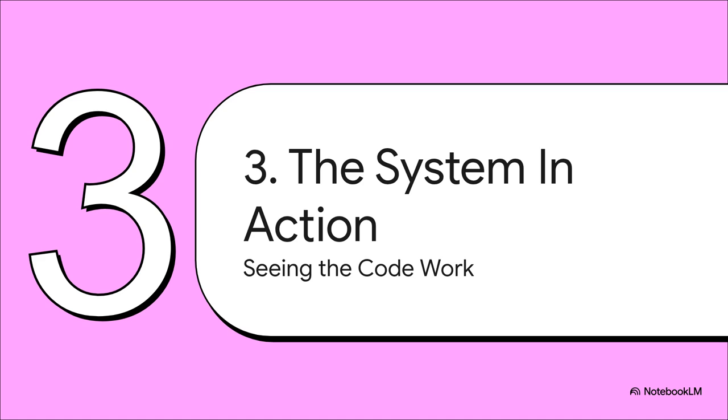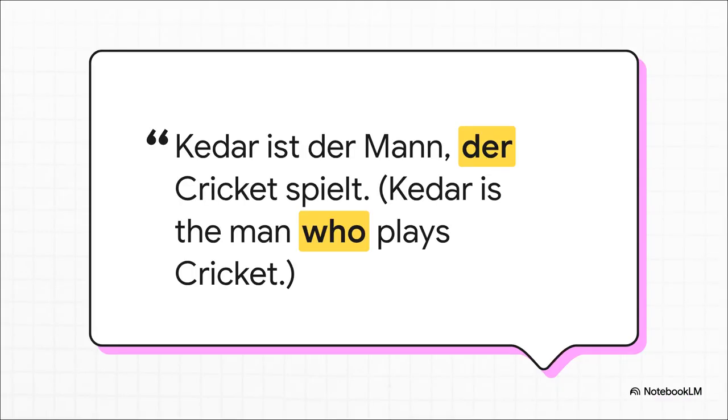All right, theory's one thing, but let's see how this actually works. We're going to take our little system and apply it to some real-world examples. Let's start with a nice, easy one, the nominative case. Kedar is the man who plays cricket. So, the pronoun here is der. And notice our verb kicker rule in action. See where the verb spielt is? Kicked all the way to the end.